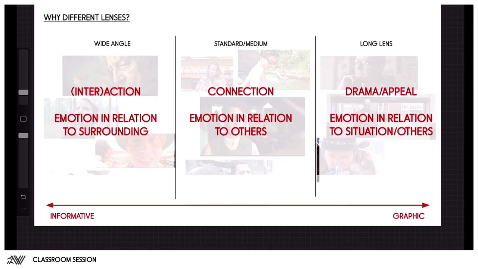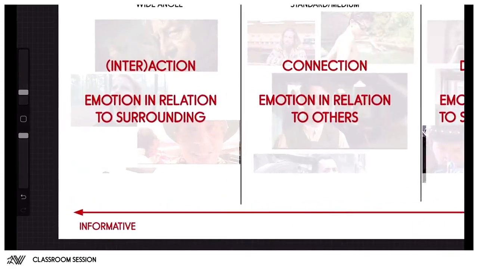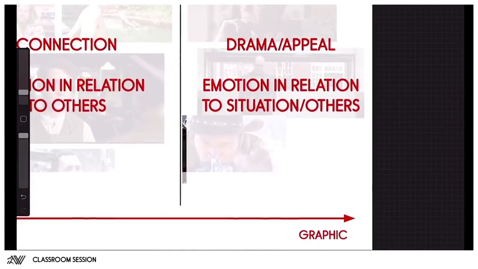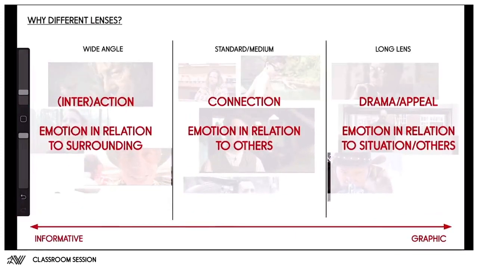And like with the arrow, what I did, as you can see down below, is that from wide angle to long lenses, we go from being very informative to more graphic, right? Now, I'm not saying that wide angle lenses can't be graphic. They certainly can be, but it becomes increasingly important with a long lens to make a very nice graphic composition. And we'll see this in an example later on.